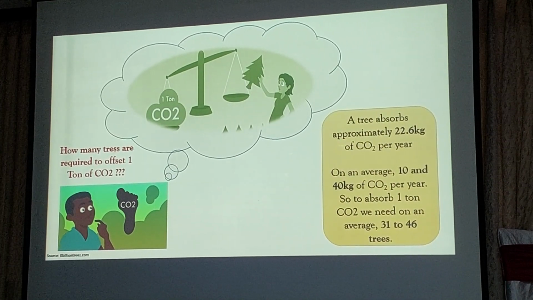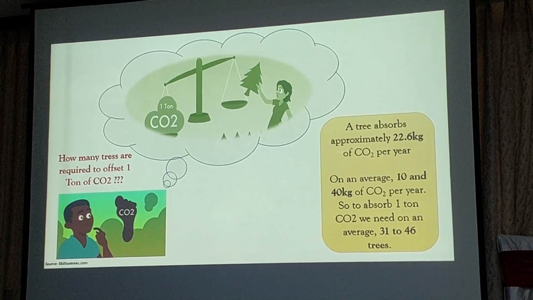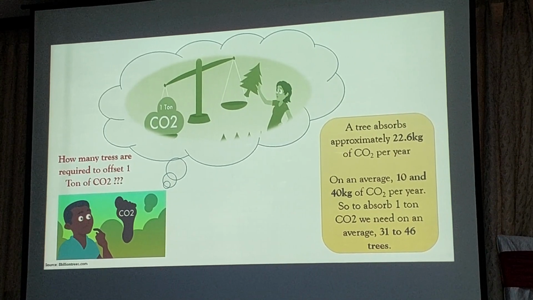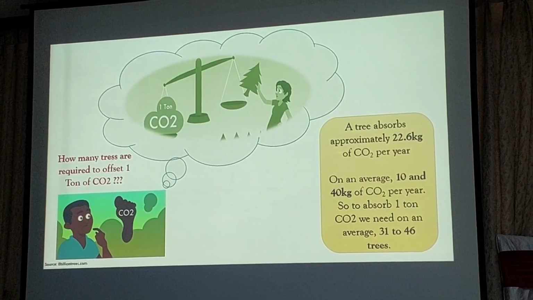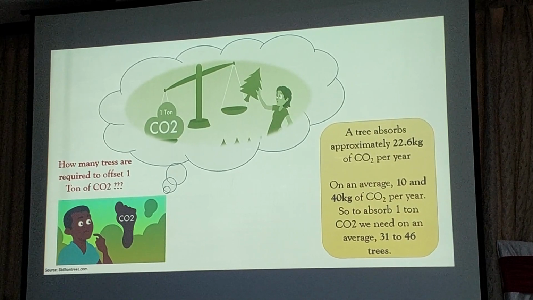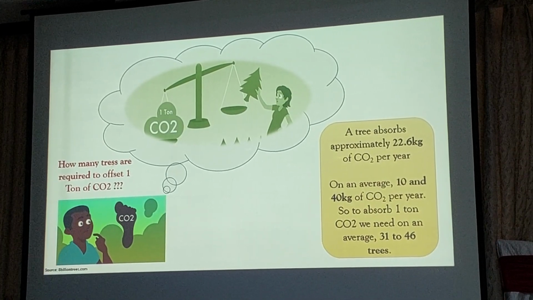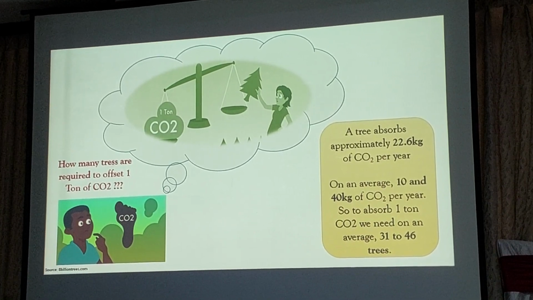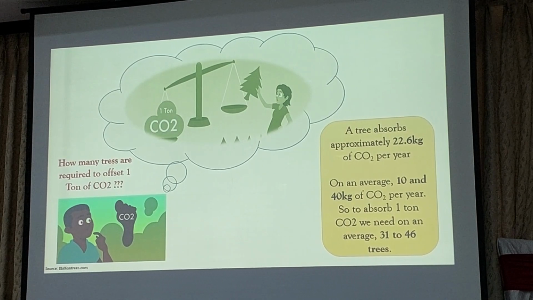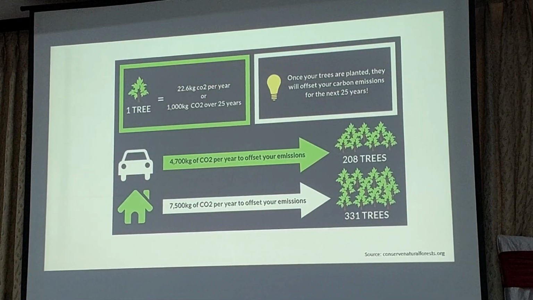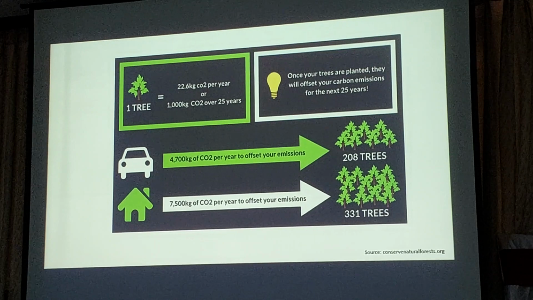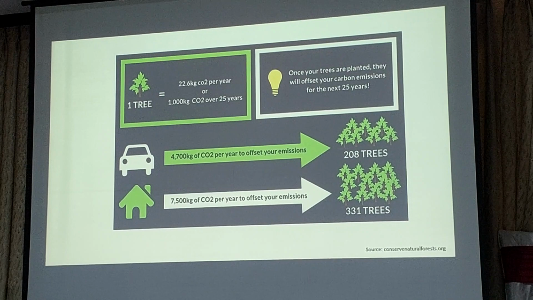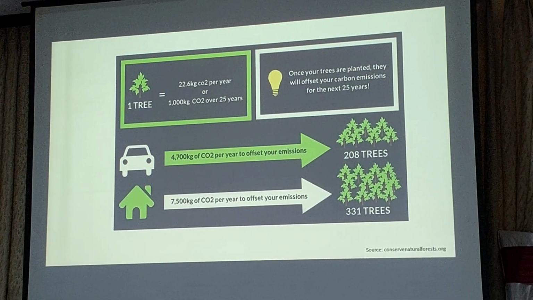A tree absorbs almost 22.6 kgs of carbon dioxide in a year. So to sequester 1 ton of carbon, we need 31 to 46 trees. Which tree are we talking about? It depends on the further statistics. It depends on the type of tree. For a typical tree, generally we need 31 to 46 trees. If the tree is young, it will absorb more carbon. If the tree gets older, the carbon dioxide absorption rate also decreases. At the maturity level, it absorbs more.